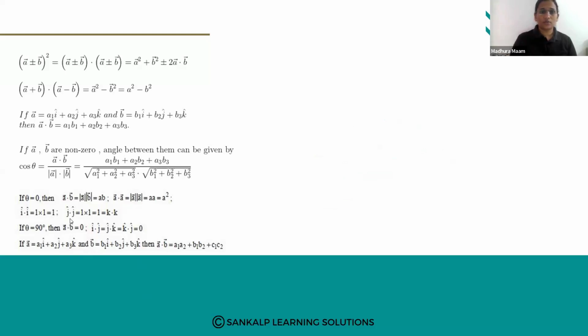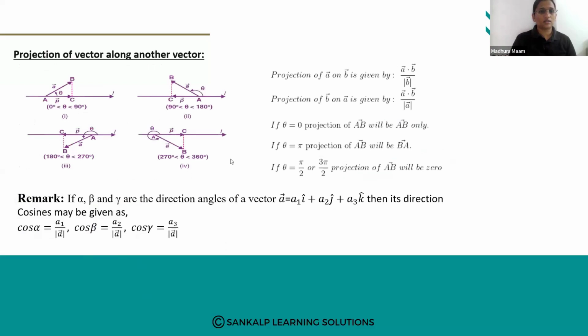Now these results I already told. I dot I is always 1. If theta is 90 degrees, then the vectors are perpendicular. Fix this in your mind. The vectors are perpendicular if the dot product is 0. Okay. Next, projection of A and B is given by.